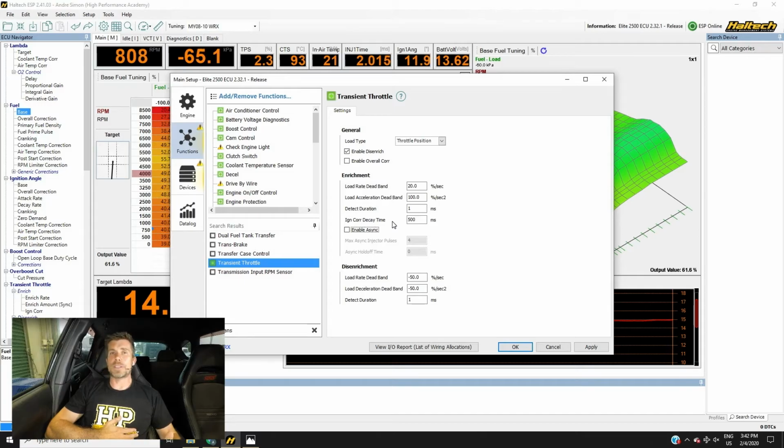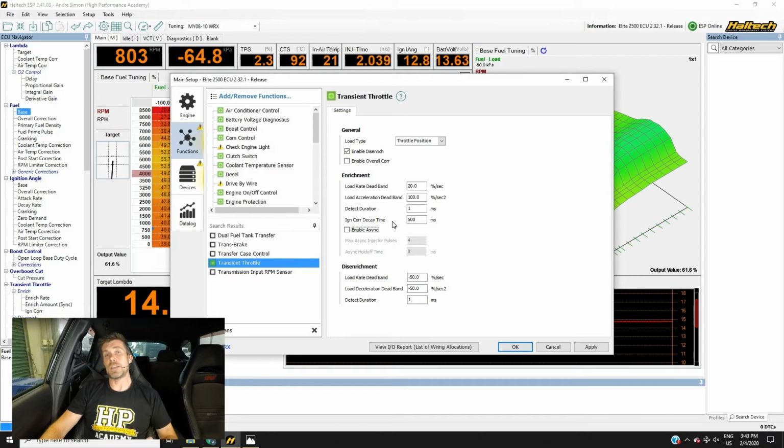Normally, in almost all instances, we will be able to use just the synchronous acceleration enrichment. And what that means is that basically the existing injector pulse widths are extended. So the amount of normal fuel that will be injected, let's say that might be a 6 millisecond injector pulse width. All the ECU does is just extend that 6 millisecond pulse width to provide whatever additional fueling is calculated to be required. So this is timed with the existing injection events.